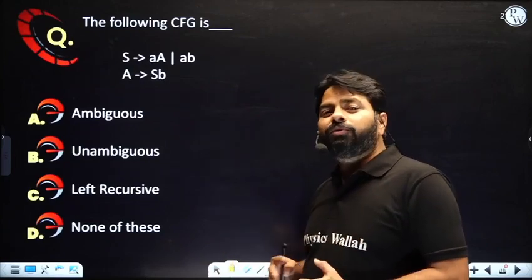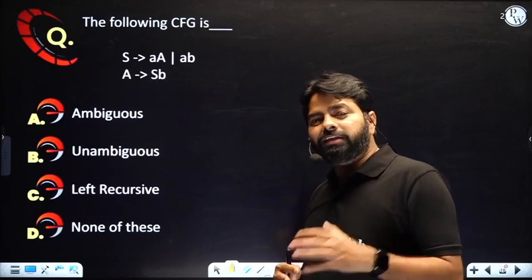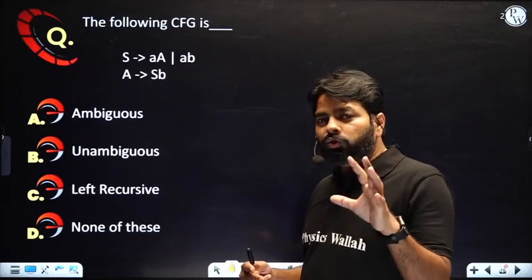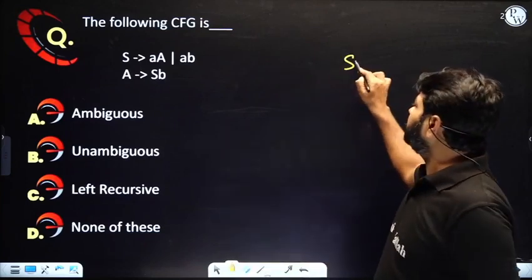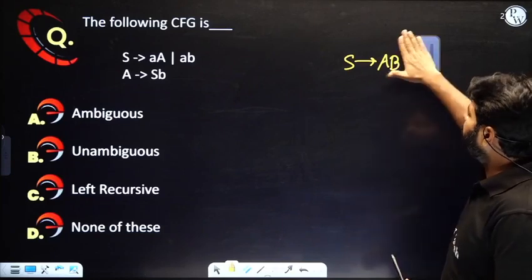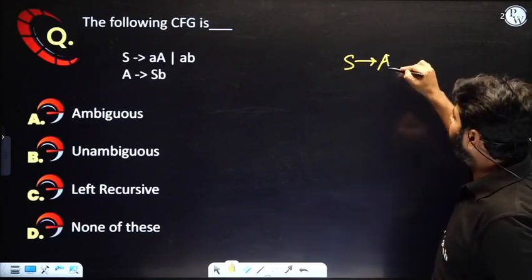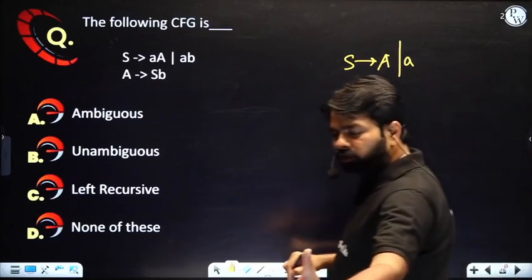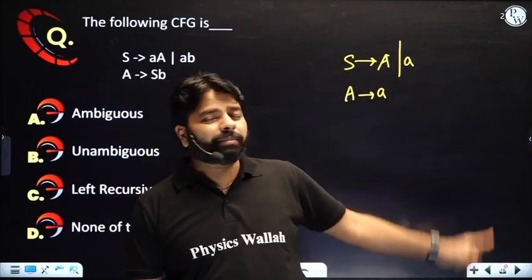But if you don't have left and right recursion with the same non-terminal, you don't know. It may be ambiguous, may not be ambiguous. So you should be very careful. Example, see this: S derives AB, or I can say a simple, very simple one, S derives A, or A derives A. You see that there is no left recursion, there is no right recursion, still there is ambiguity.